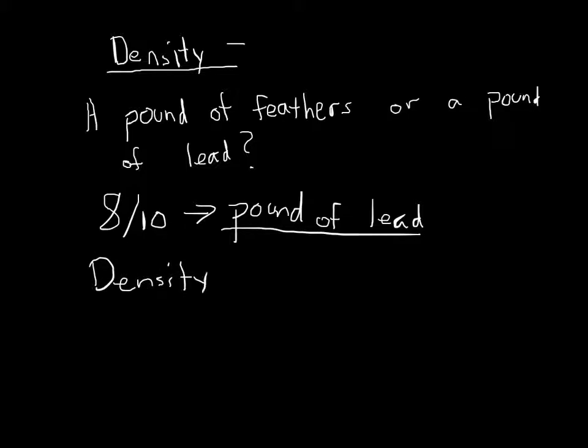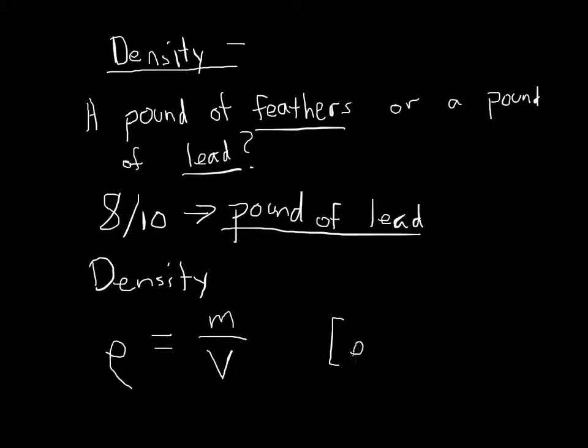We describe density with the Greek letter rho, this curly p, and it's equal to an object's mass divided by its volume. So to get a pound of feathers, you need to stack a whole lot of feathers together to equal a pound. So it seems like it's a larger quantity than a pound of lead, even though they both weigh the same.